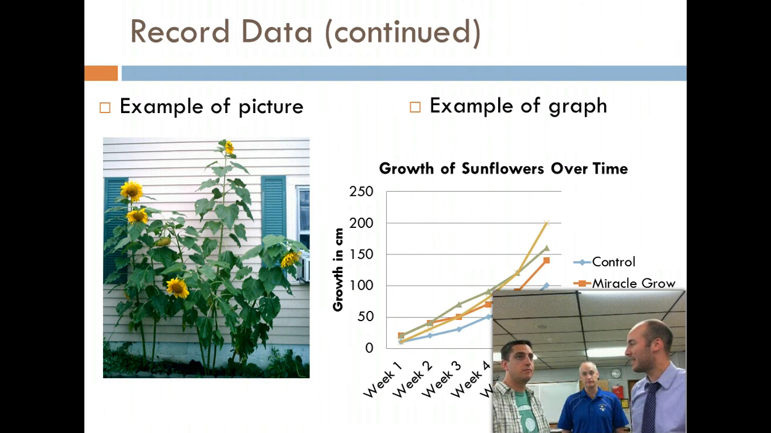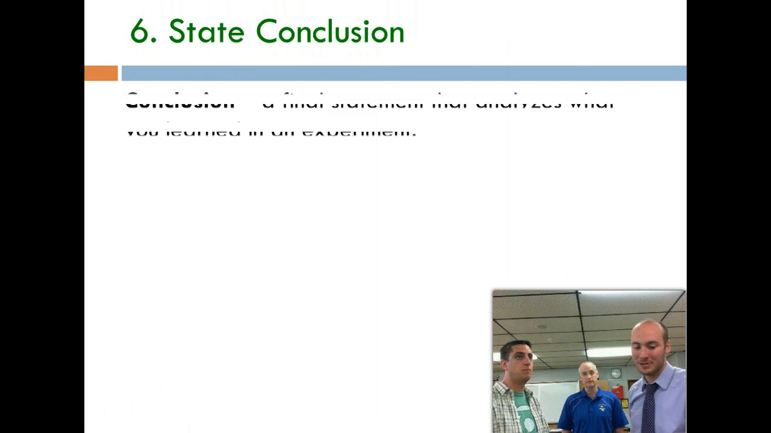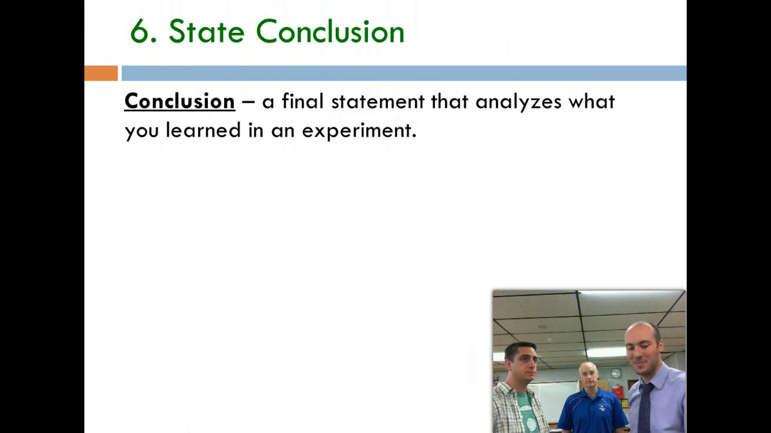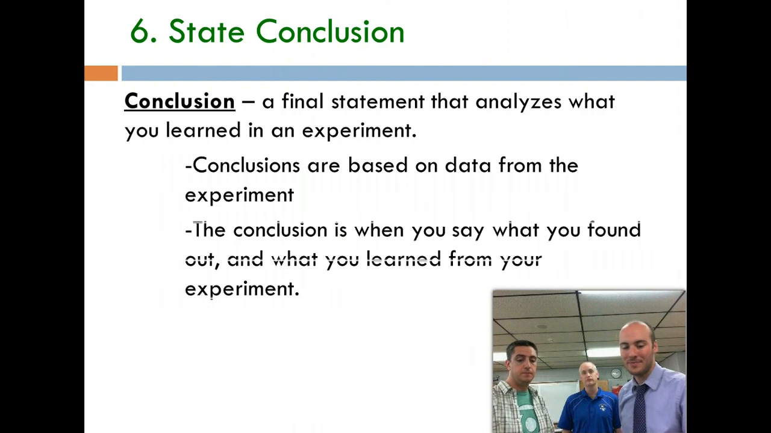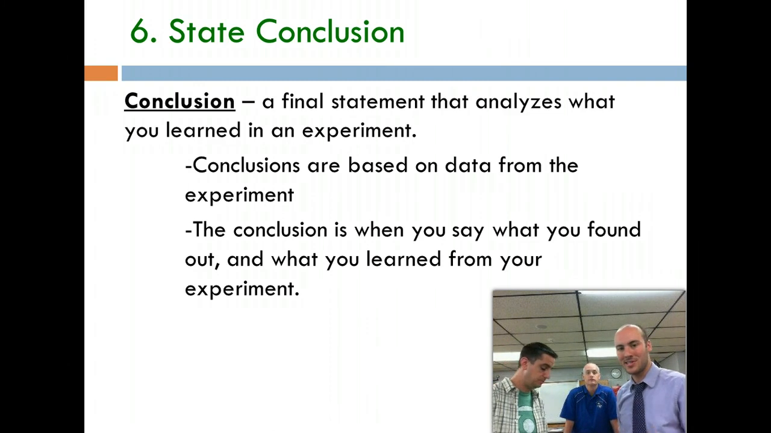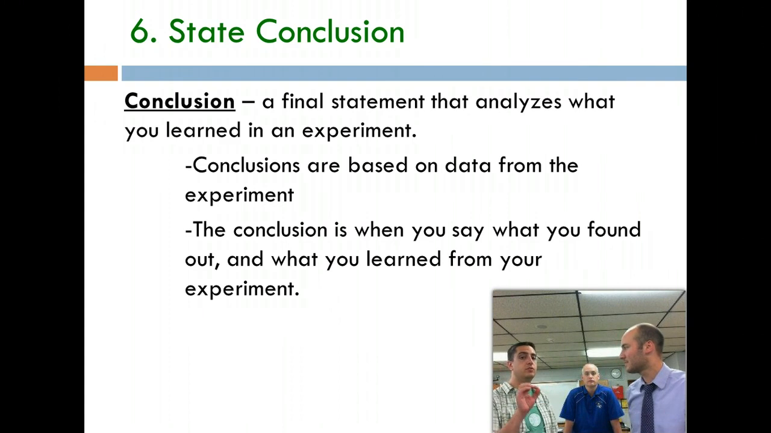And then finally, that data allows us to make what we call a conclusion. Your conclusion is the final statement that analyzes what you have learned in an experiment. Conclusions are always based on the data that you get, and really all the conclusion is a statement in which you say what you found out and what you actually learned from the experiment you just did. The key thing with the conclusion is that you let your data help you create it. Whenever you make a statement about what you learned, you better have the information or the facts, in this case your data, to back up what you're saying.